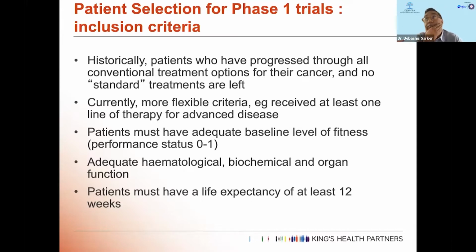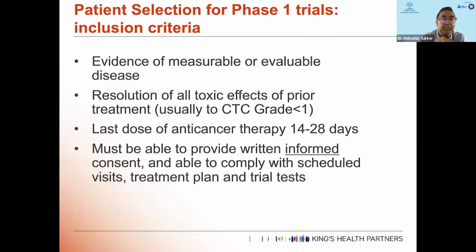Obviously, I note Dr. Kumar Prabhash's comments about the general applicability of having such tightly defined populations to our broader patient populations, and so we must always bear that in mind. They must have adequate hematological, biochemical, and organ function, and usually have a life expectancy of at least 12 weeks. You need to have evidence of measurable or evaluable disease, resolution of all toxic effects of prior treatment, and usually there needs to be a washout period from your last dose of anti-cancer therapy, depending on the class of drug and the type of drug it is. That can be anywhere between 2 to 4 weeks.